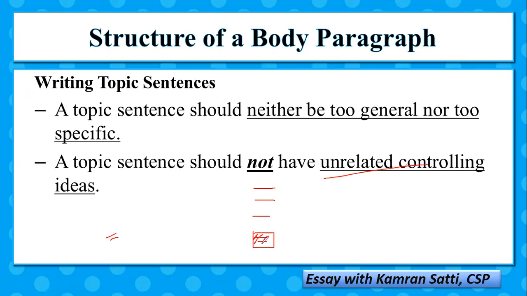But you can't write an economic effect and a social effect in one paragraph. They would be unrelated controlling ideas, and believe me, it would make it very difficult for you to write them in one paragraph, and the examiner won't like it. So at the end of the day, I would prefer that you write one controlling idea in one body paragraph.